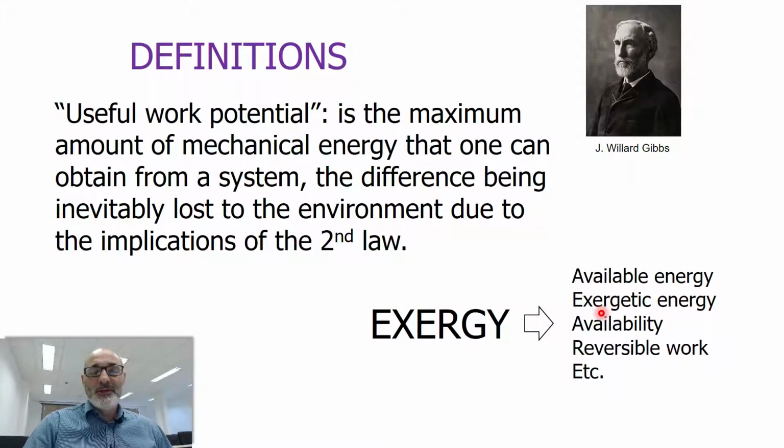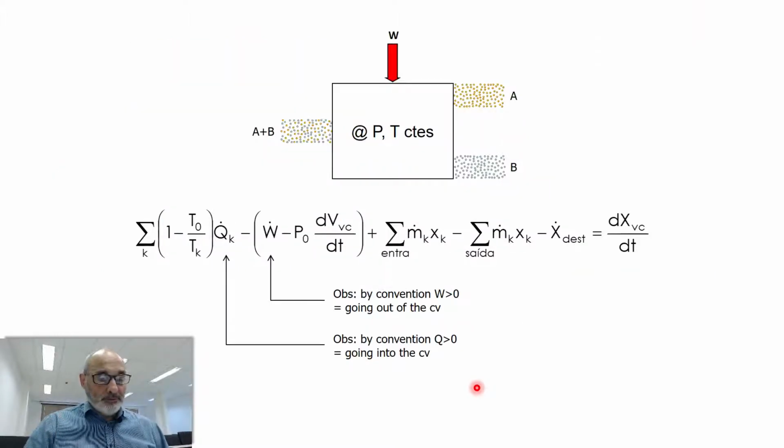Available energy, exergetic energy, availability. This is a very common term, especially in the United States, okay? Reversible work and so on, okay? Well, the equation that we saw last week, we're going to apply today to this separation process, okay? The exergy balance process. Our separation process can be seen as I was showing you, okay? I have a mixture of A plus B, as I'm showing you here, okay? And we want to separate A from B. We want to produce this separation.